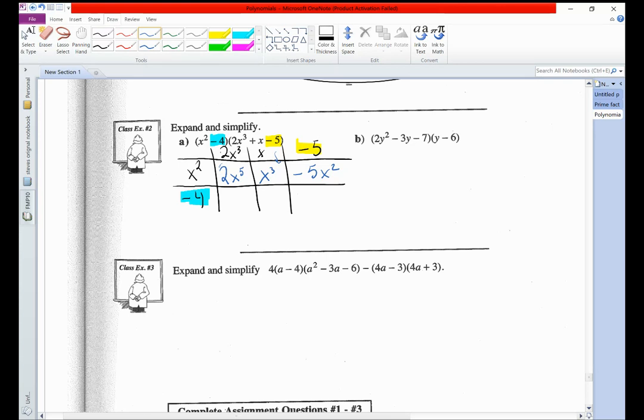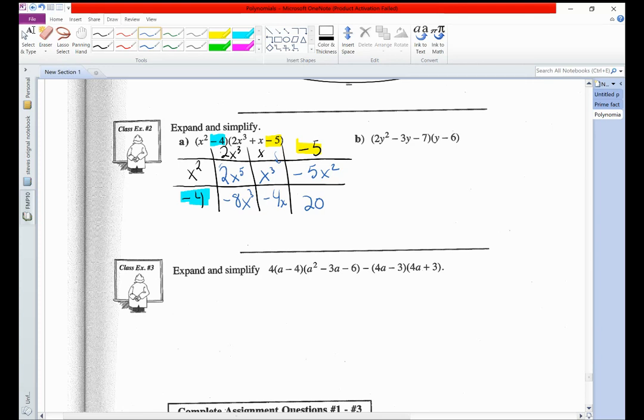We have negative 4 multiplied by 2x to the power of 3 gives me negative 8x to the power of 3. Negative 4 multiplied by x gives me negative 4x. And then negative 4 multiplied by negative 5, that gives me positive 20.